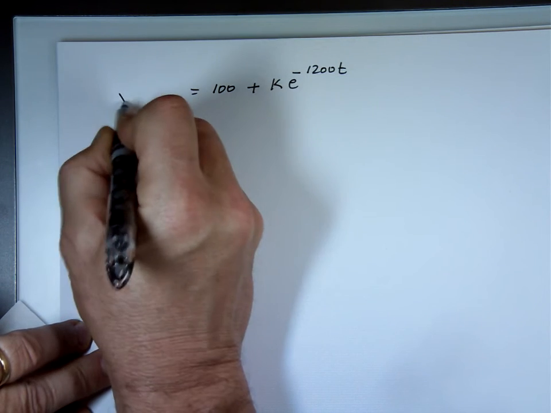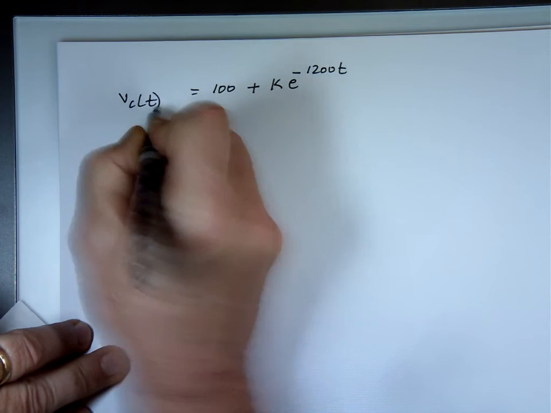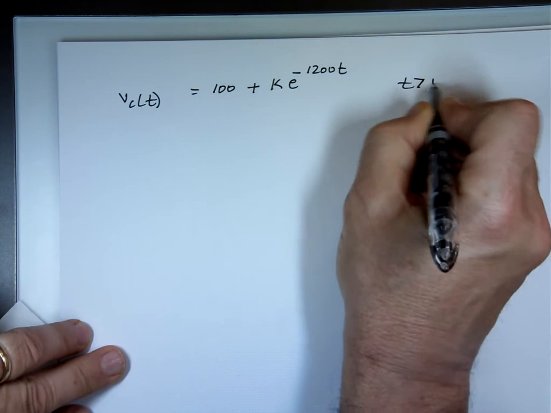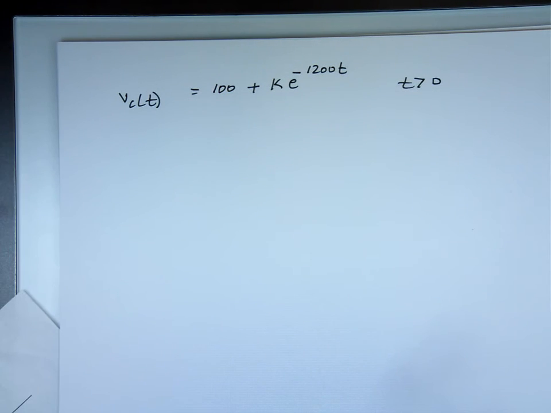That's the voltage across the capacitor at any given time for t greater than 0. The only problem with that is what? Don't have your K value? I need to know what K is.